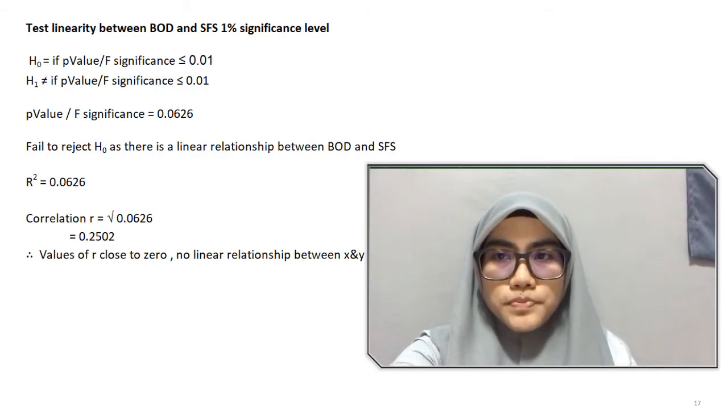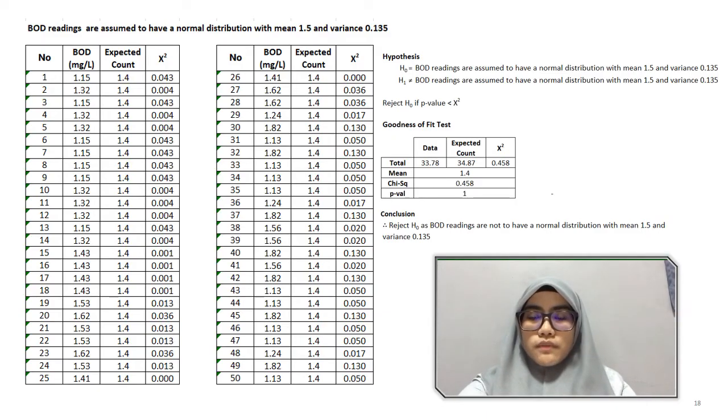BOD readings are assumed to have a normal distribution with mean 1.5 and variance 0.135. Here I built a table where we have the BOD data, the expected count, which is the mean for all the 50 data, and we have a chi-squared value where the BOD is minus the expected count, and then we square it and divide by the expected count.